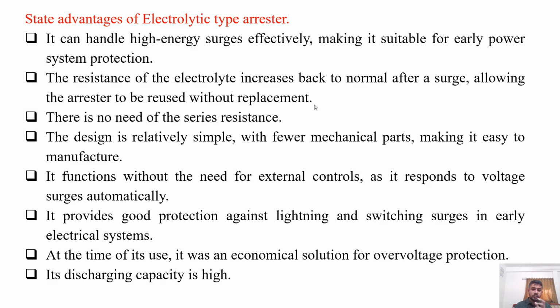It functions without the need for external controls as it responds to voltage surges automatically. It provides good protection against lightning and switching surges in early electrical systems. At the time of its use, it was an economical solution for overvoltage protection. Its discharging capacity is high. So, these are several advantages of electrolytic type arrestor.